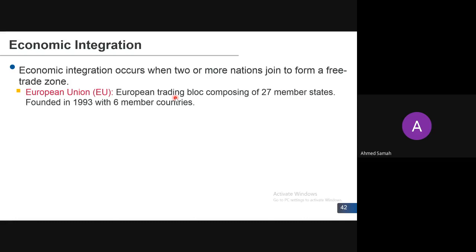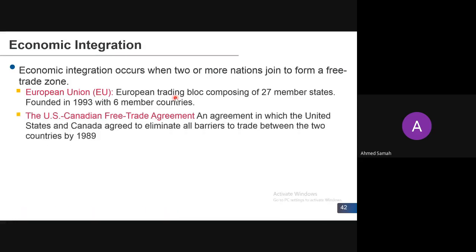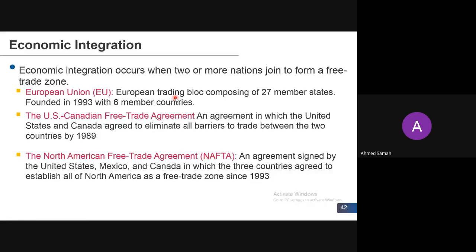Then the US-Canadian free trade agreement, which is an agreement in which the United States and Canada agreed to eliminate all the barriers to trade between these two countries in 1981. Then there is the North American Free Trade Agreement known as NAFTA. So this was signed between USA, Mexico, and Canada.